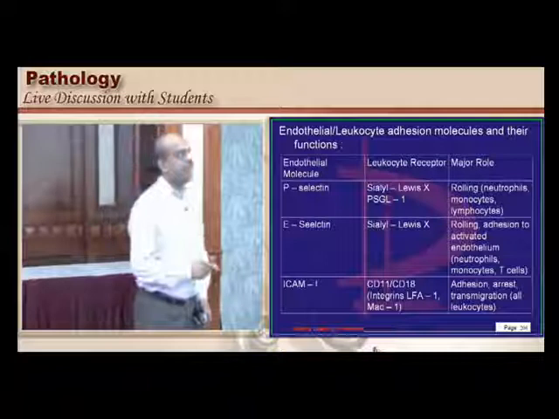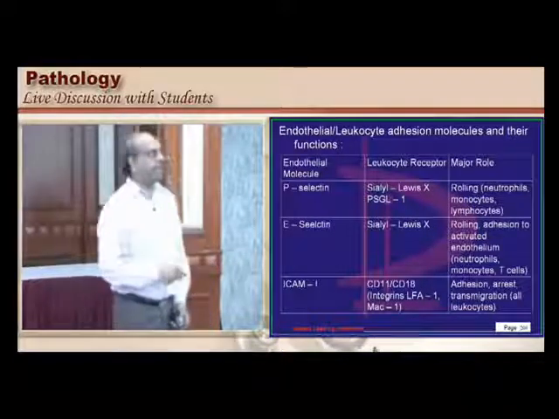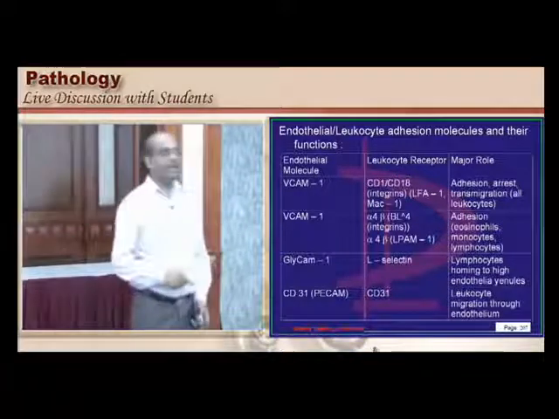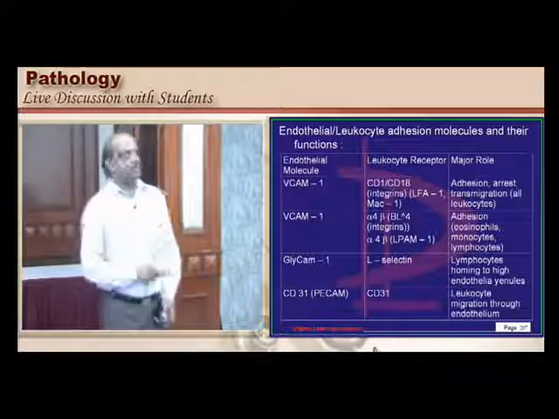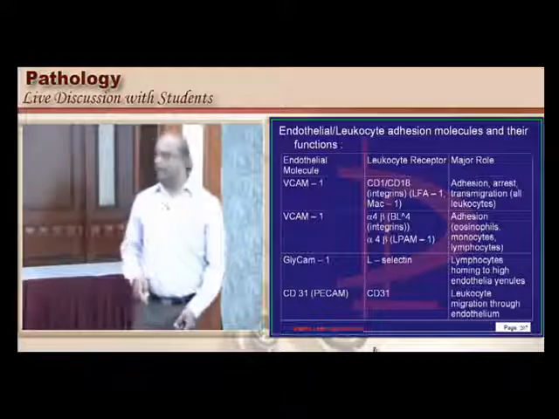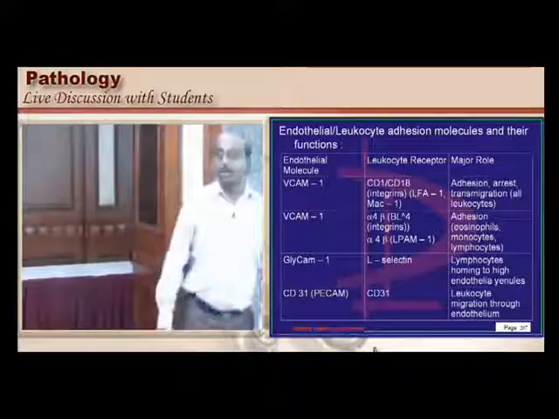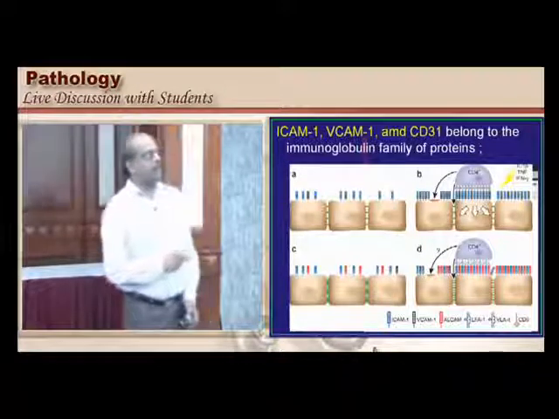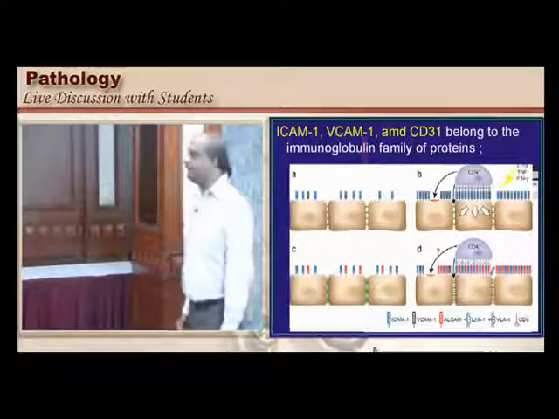ICAM-1 is important for adhesion, arrest and transmigration of leukocytes. VCAM-1 is important for eosinophils and monocytes to undergo adhesion, and accordingly there is a role of the various adhesion molecules in inflammation, which needs to be remembered. Out of them, ICAM-1, VCAM-1 and CD31 all belong to the immunoglobulin family.